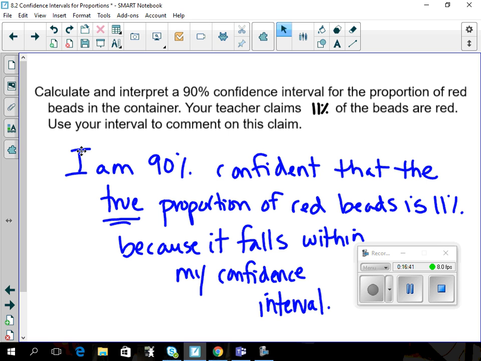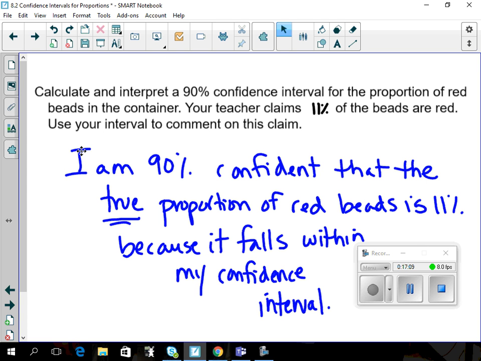You're 90% confident that it captures the actual, that's perfectly fine too. Okay? So we have to put our confidence level in there, which in this case is 90%. We have to say something about capturing the parameter. Remember that the parameter is the actual population proportion. So you can say parameter, you can say true proportion. I've seen it both ways.